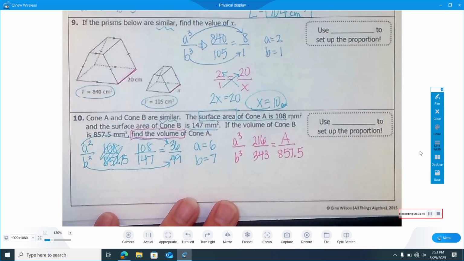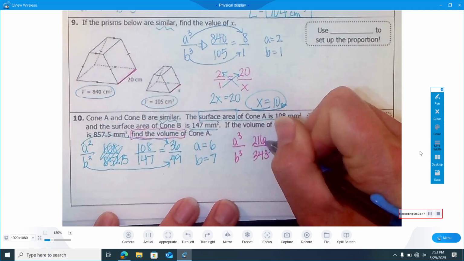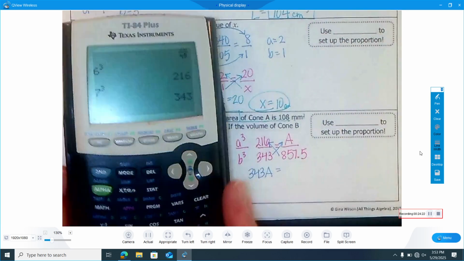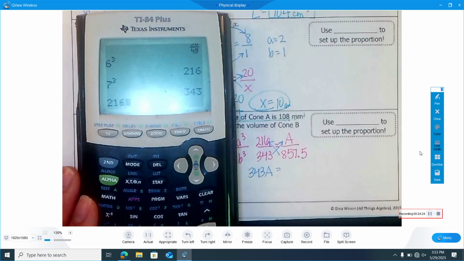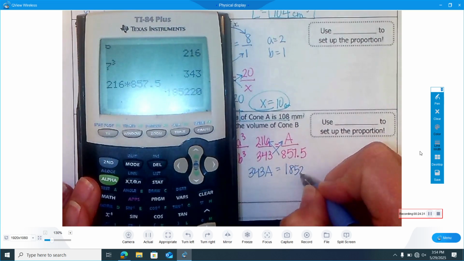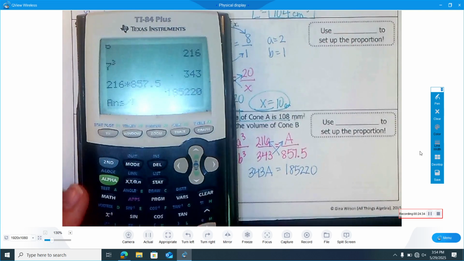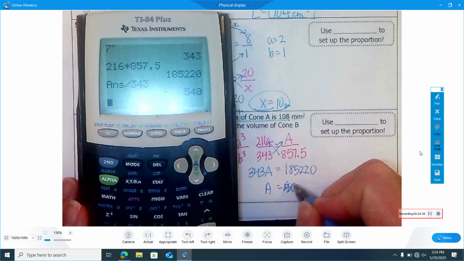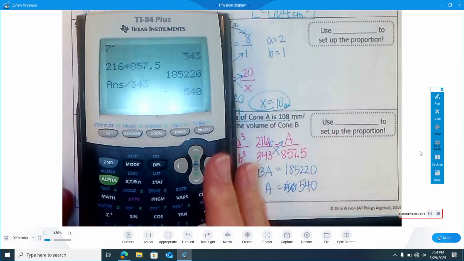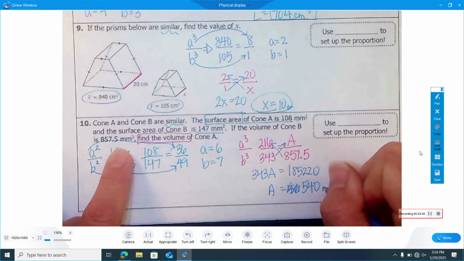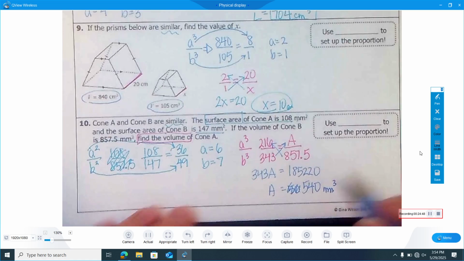I'm going to go ahead and cross multiply. So 343 times A, and 216 times 857.5 is 185,220. And then divided by 343, I get 540. And that is the volume of cone A, so millimeters cubed.